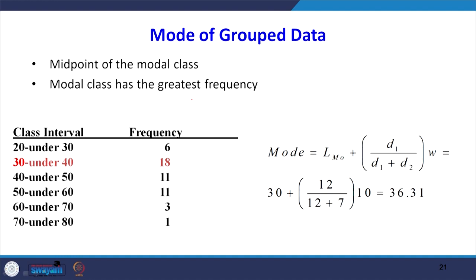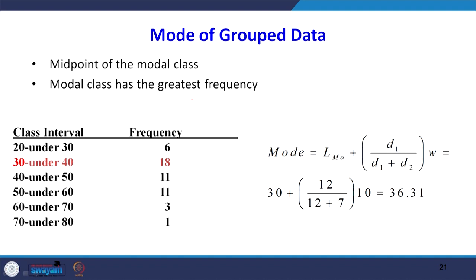Let us see the formula for finding the mode of a grouped data. Here first we have to find the mode class. For that, look at the frequency column, there 18 is the highest frequency. So the corresponding class interval is called the mode interval. Okay. The mode interval, LMO, the lower limit of that mode interval, is 30, plus D1 is the difference between 18 and 6, and D2 is the difference between 18 and 11.